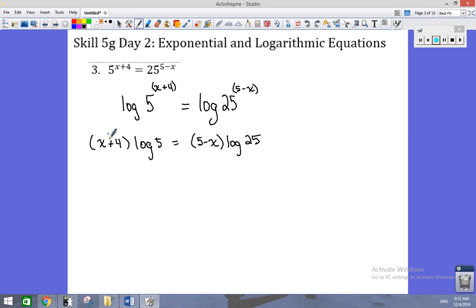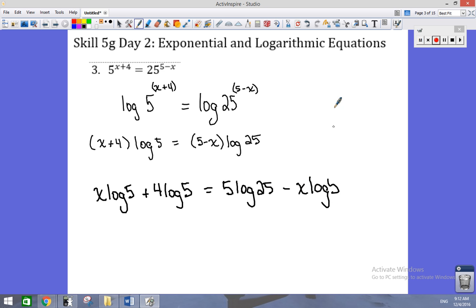So I'm still going to have a binomial. I'm still going to have this addition, but the first term, instead of it being x, it's going to be x times the log of 5. And the second term, instead of just being a 4, it's now 4 times the log of 5, because that log of 5 multiplication just distributes over addition, and it distributes over subtraction. So on the right-hand side, we do the same thing. Instead of just writing 5, we have 5 times the log of 25 minus x times the log of 25. Oops, 25.